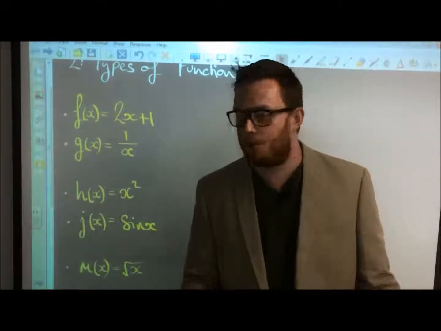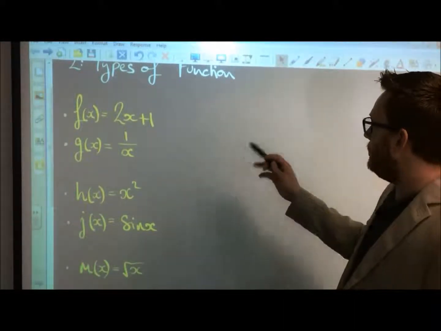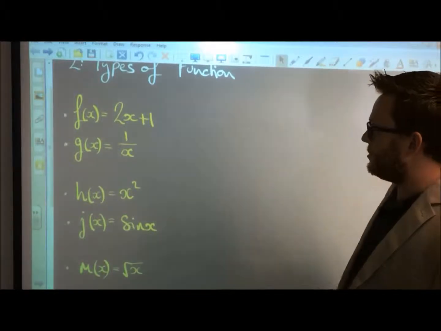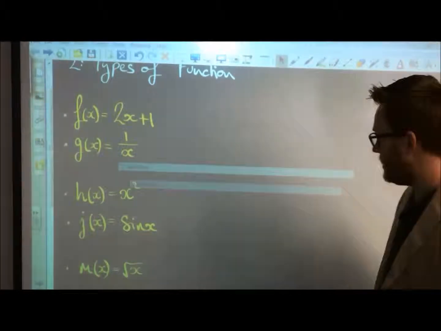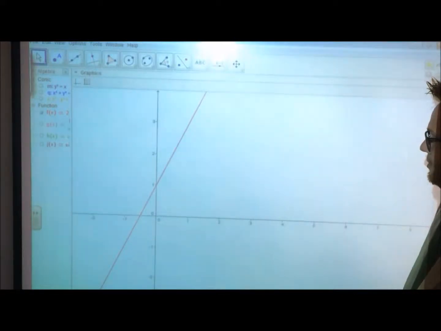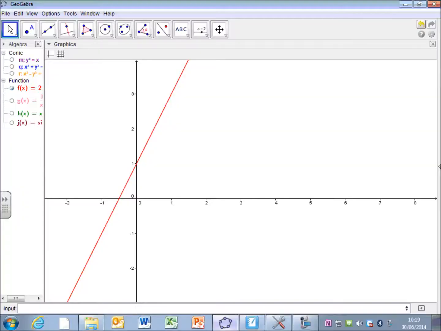dealing with in the course. So this first one, 2x plus 1, I'm sure you can probably see that it's just a straight line. So I'm going to use GeoGebra today to have a look at the different functions. And this here is the function 2x plus 1. Now, we'll notice also that the domain is any real number, and also the range is any real number, so I can get any real number in and any real number out.